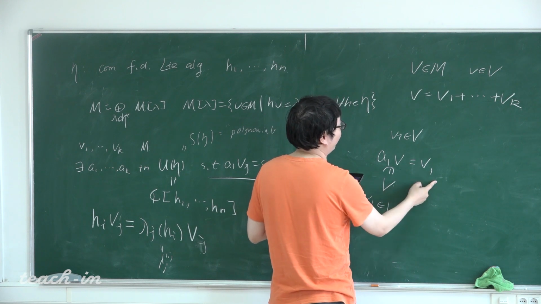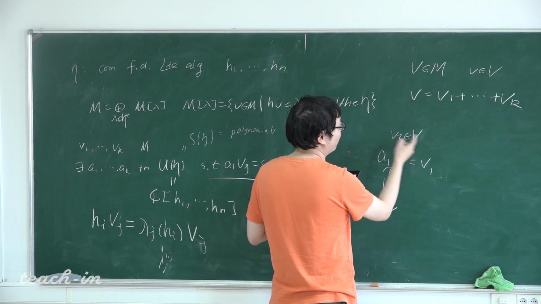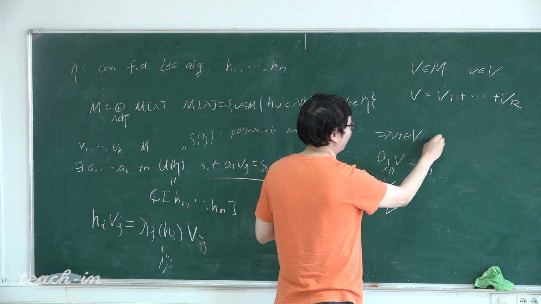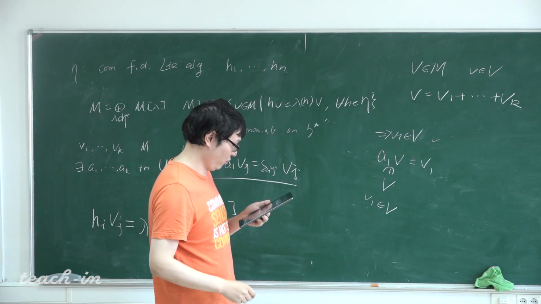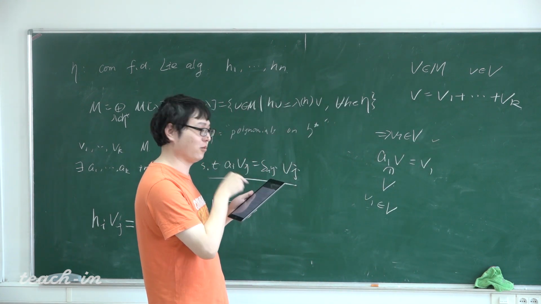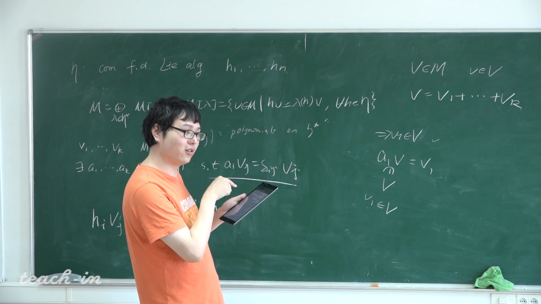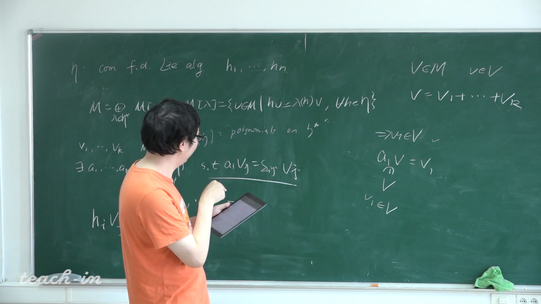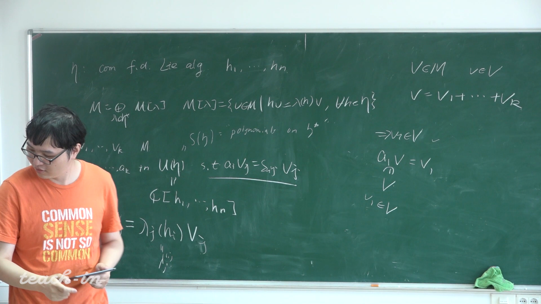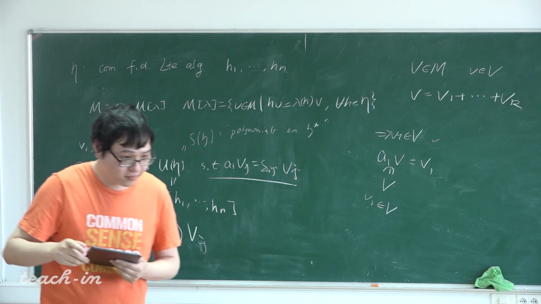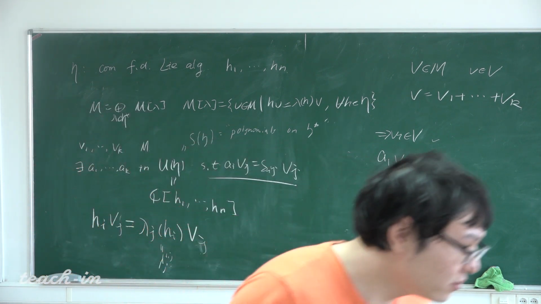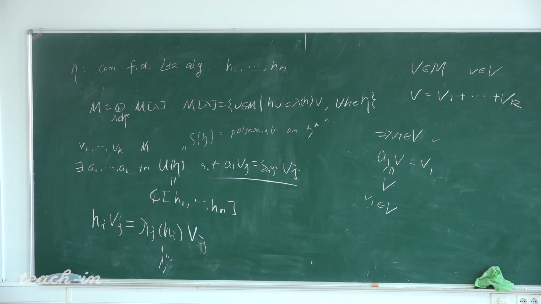For any Vi, you can choose, then you prove this is correct. Then you prove the things we should prove in problem 1. So we're done. Okay, thank you. Let's move on to number 2.